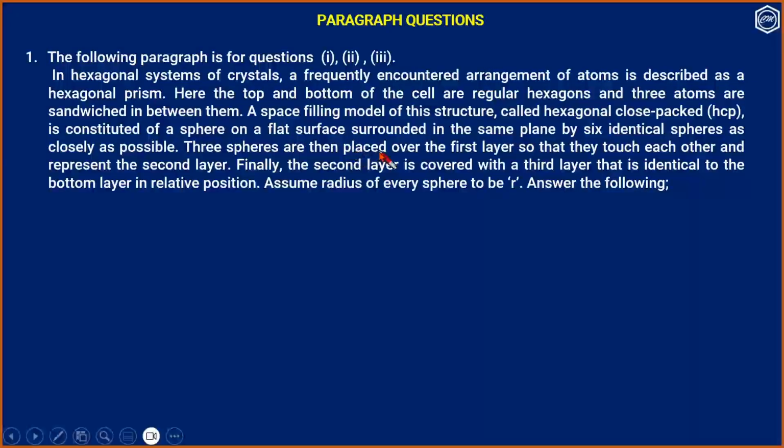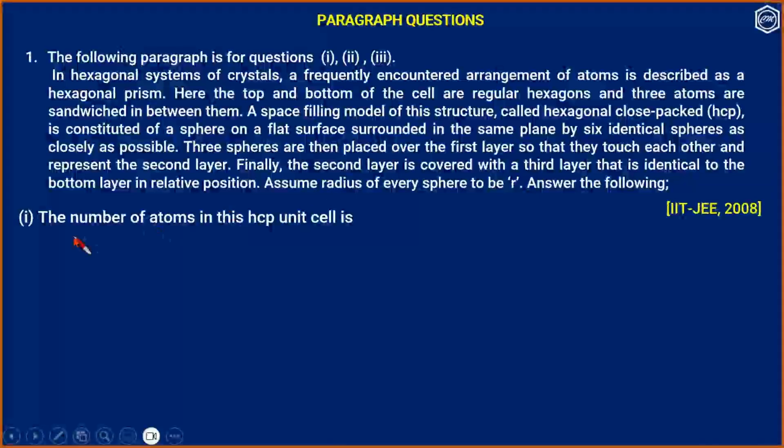3 spheres are then placed over the first layer so that they touch each other and represent the second layer. Finally, the second layer is covered with the third layer, and that is identical to the bottom layer in relative positions. Assume the radius of every sphere is r. Answer the following questions. Question 1. The number of atoms in this HCP unit cell is: 1, 4, 6, 12, 7.